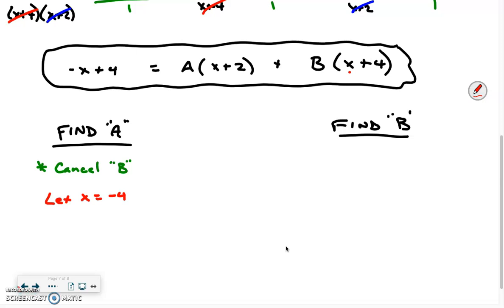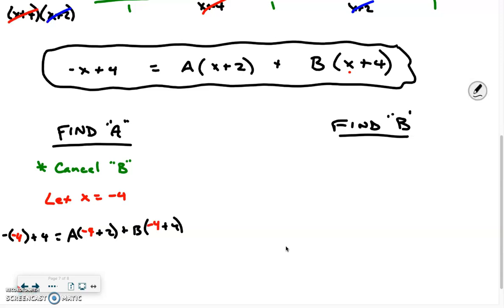Because if I let x equal negative 4, within the parentheses, negative 4 plus 4 is 0, and B times 0 is 0. That cancellation occurs, and we're in great shape. So again, I'm plugging back into my model of negative x plus 4 is equal to A times x plus 2 plus B times x plus 4. And everywhere that we saw an x, we are now going to insert a negative 4, because that's what we're allowing x to equal.